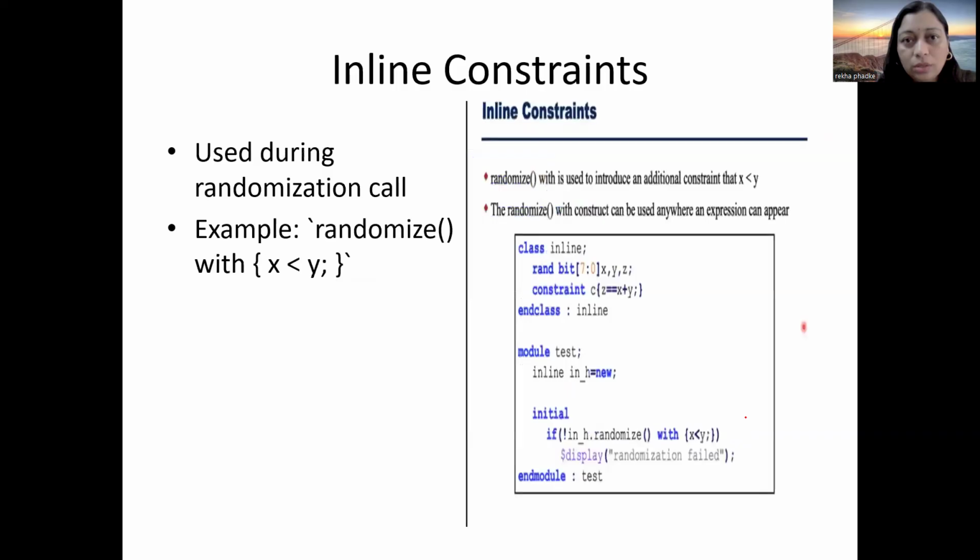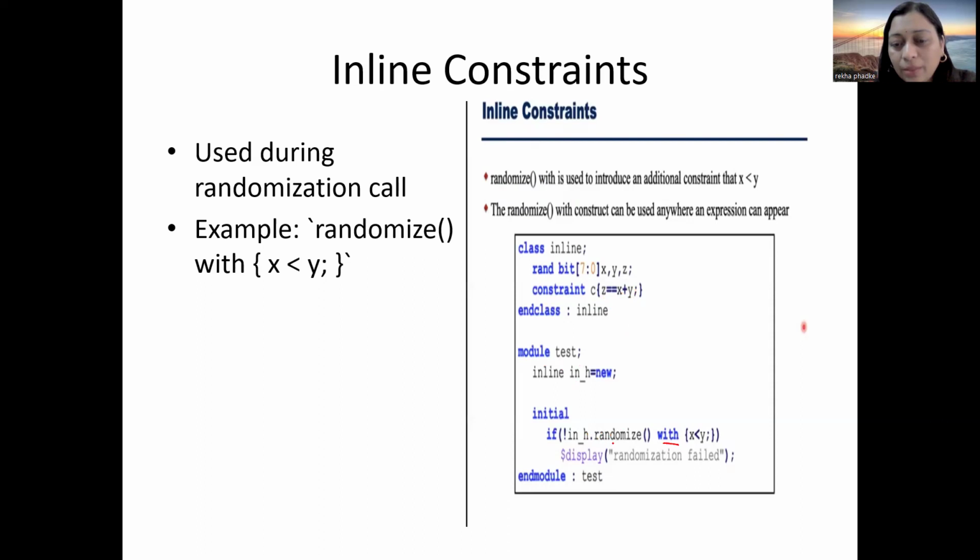So inline constraint, we already have taken an example earlier. The use of the keyword with is for inline constraint. For example, here I've said constraint C is the name of the constraint, and what is the condition? I want the third variable, which is a random variable, z, equal to x plus y. Whatever x is generated and whatever y is generated, the sum of these two should be the value for z. That is what I put the constraint as.